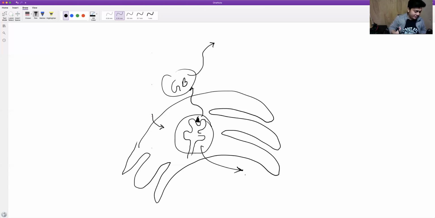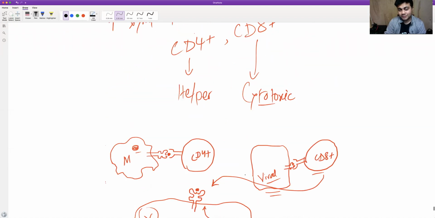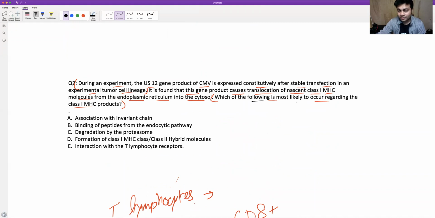They could have said that, okay, the MHC class 1 is not going to the cell surface. No, they are not saying it. They are saying it is displaced from the rough endoplasmic reticulum. And you need to think, all right, what happens? If it is displaced into the cytosol rather than going to the Golgi bodies, it is not going to the cell surface. So this protein is of no use. It becomes unnecessary. This MHC1 protein, if it is not going to the cell surface, becomes unnecessary. So what happens here? Let's see what they are asking now. Which of the following is most likely to occur regarding this class 1 MHC product?